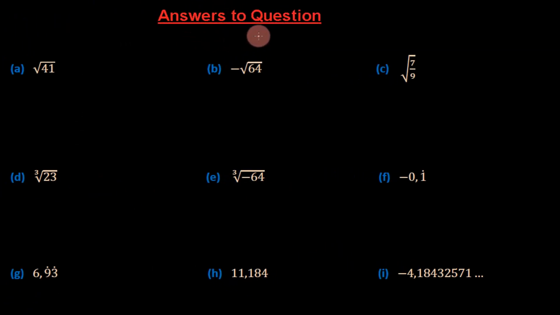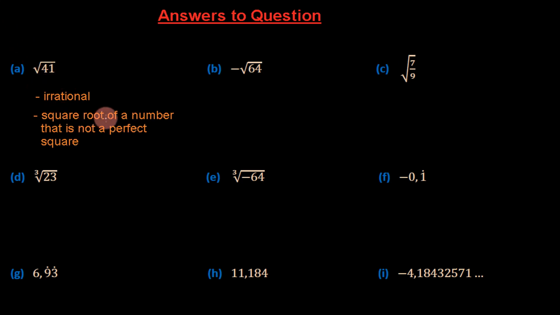So let's look at your answers to this question. We have to say whether each of these numbers are rational or irrational, and we have to give a reason for our answer. In A, we have the square root of 41. Now, this is an irrational number, and the reason is that it's a square root of a number that's not a perfect square. 41 isn't a perfect square.